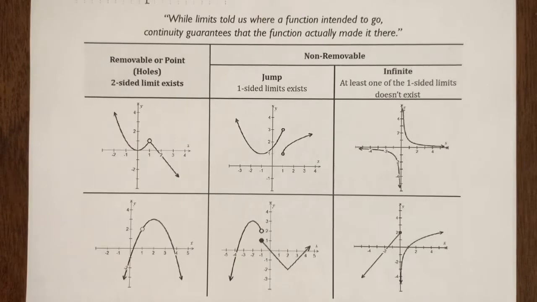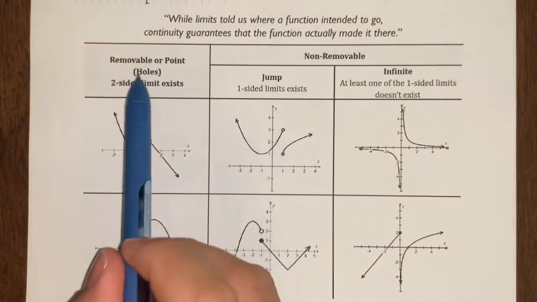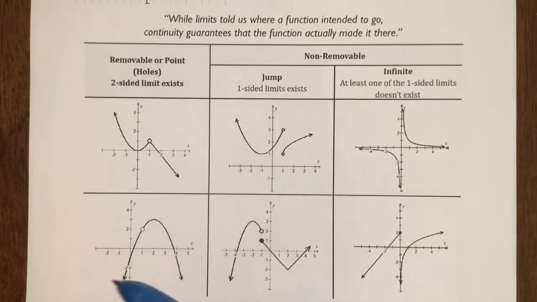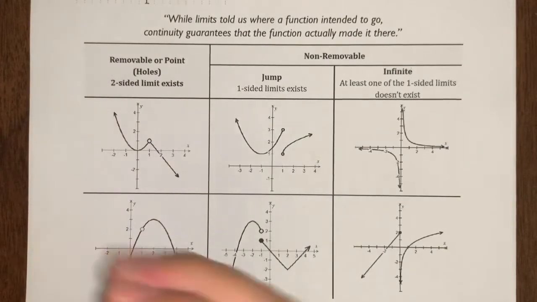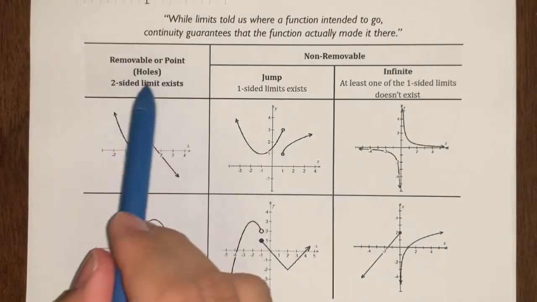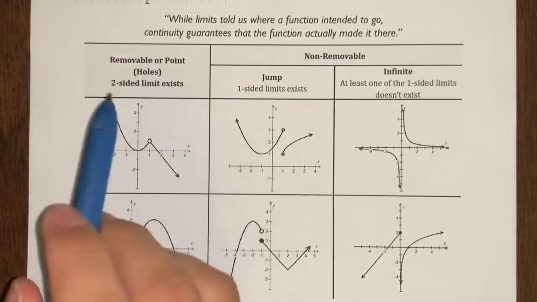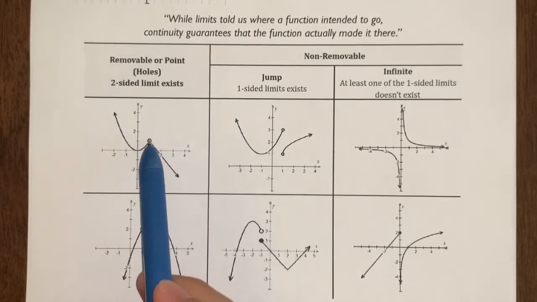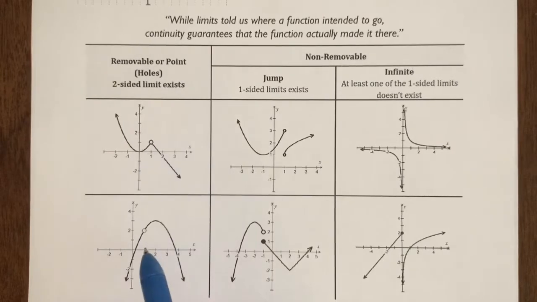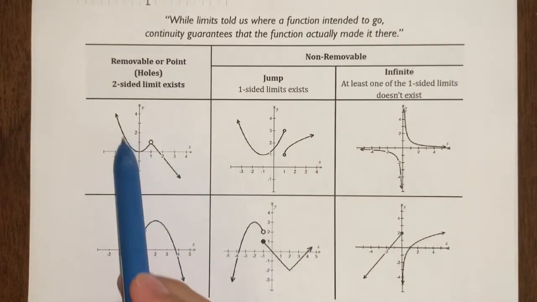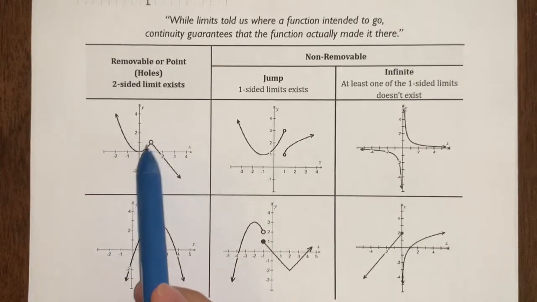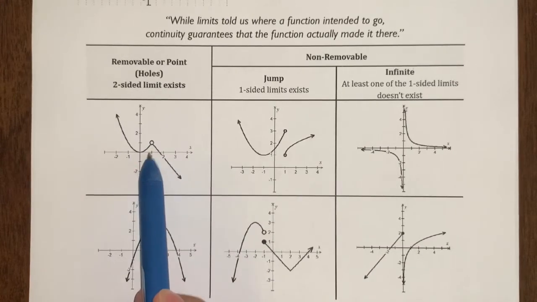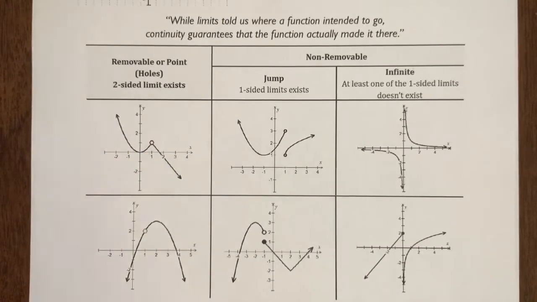All right. So let's see. These are the types of discontinuities that you'll see. You'll see removable or point-like discontinuities, which we're used to calling holes. So if there's a hole at x equals 1, it is not continuous at x equals 1. It's continuous everywhere else, but at x equals 1, it is definitely not continuous.